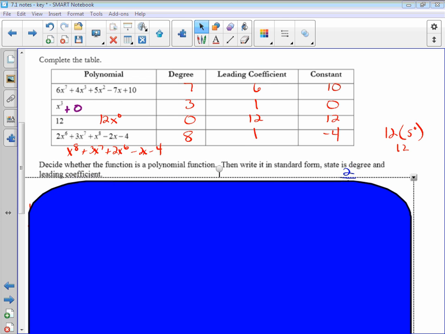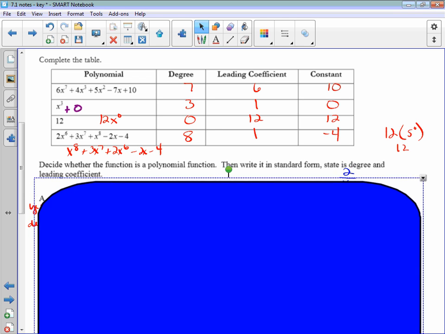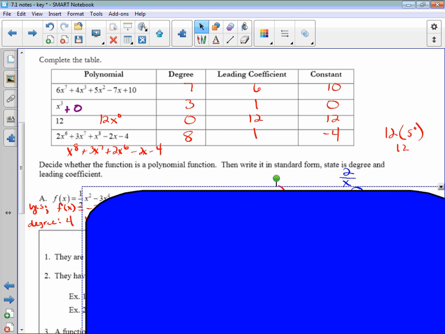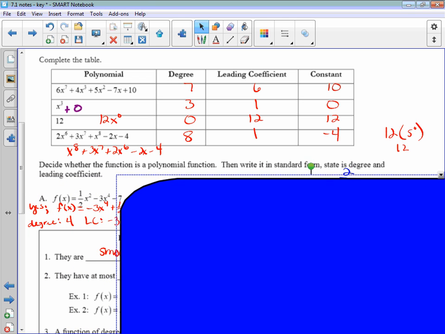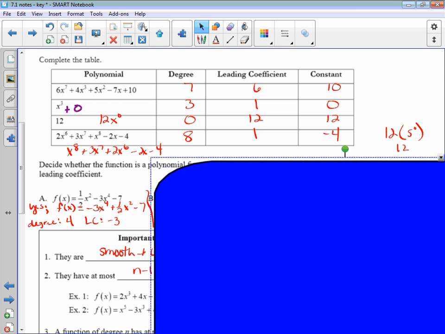Let's look at the first one together. What do you guys think about that one? All right, yes, and then writing it in standard form: negative 3x to the fourth plus 1/2 x squared minus 7. That's your degree 4, leading coefficient negative 3. Okay with that? Can you write it in standard form?